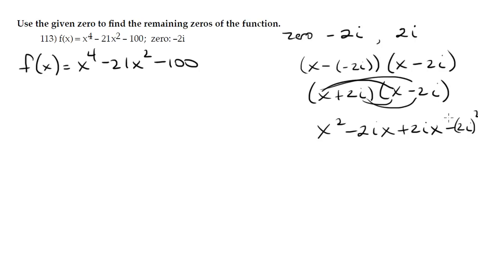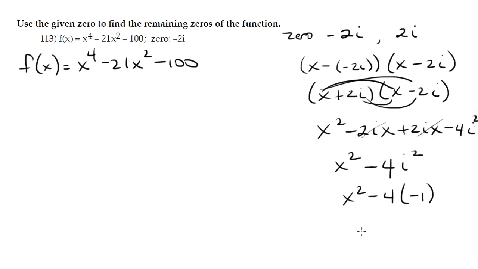Or maybe I'll do better than that. Minus 4i squared. So x squared, negative 2ix plus 2ix is 0, minus 4i squared. We know i squared is negative 1. So x squared plus 4 is what we have here, just from these two zeros.